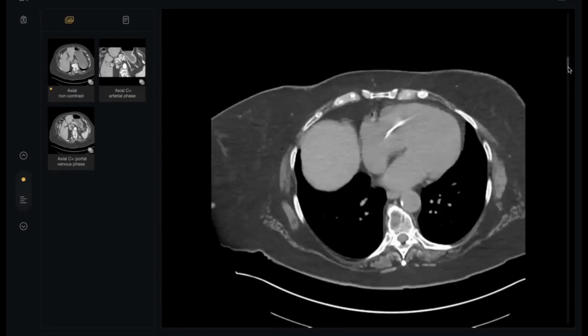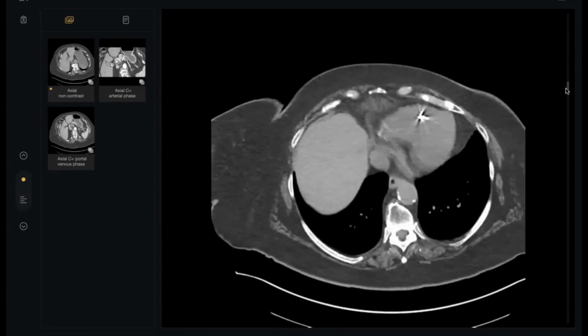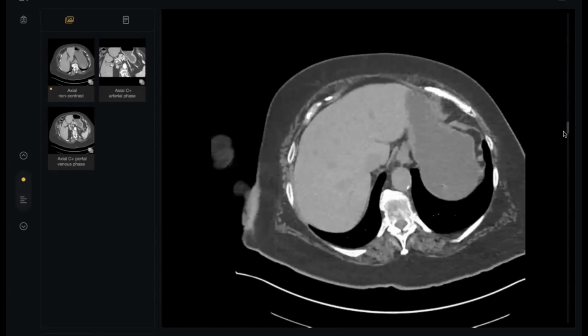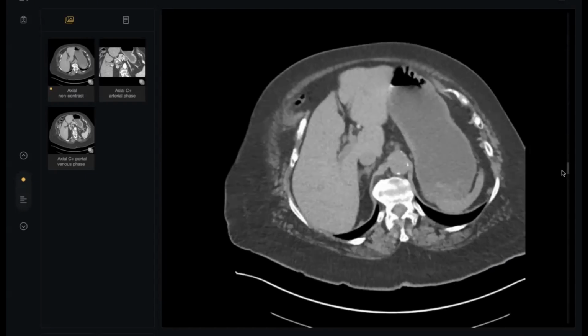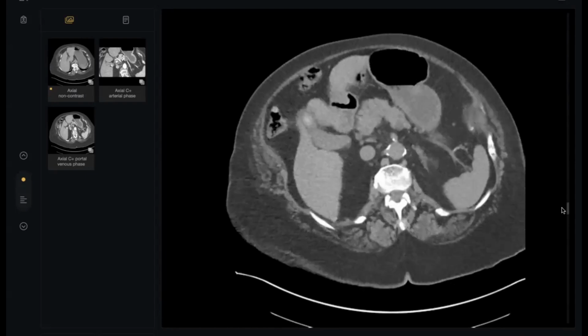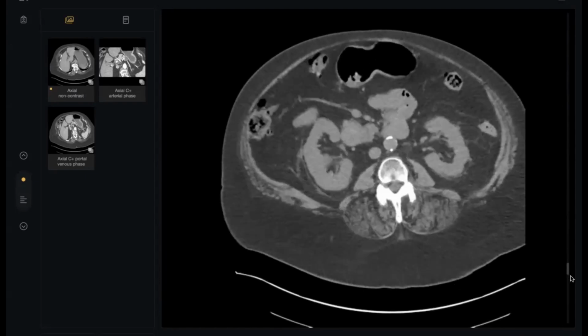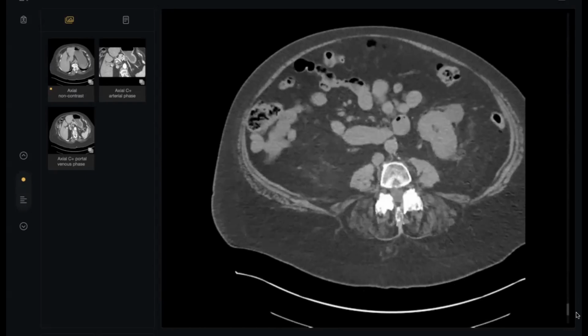Okay, yes, I can. So I'm presented with a non-contrast phase of CT abdomen of the 70-year-old female presented with the follow-up. I'm just having a quick look from the first to the last cut, and then I'm going to give my comments.